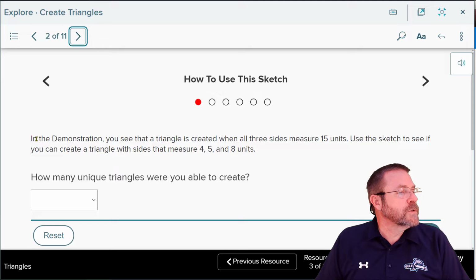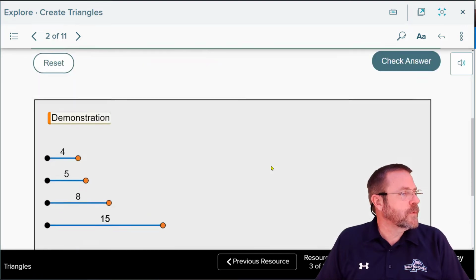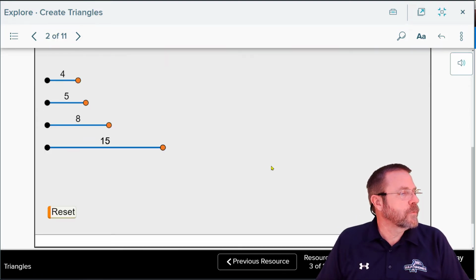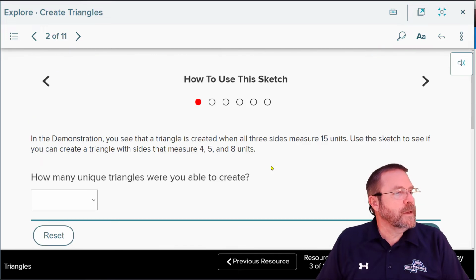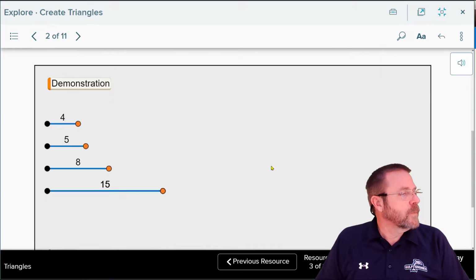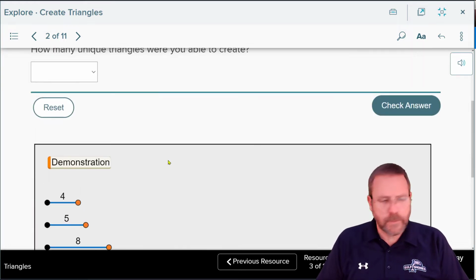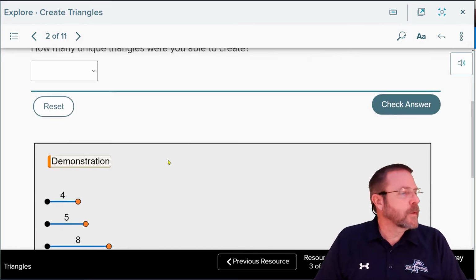In the demonstration, you can see that a triangle is created when all 3 sides measure 15 units. Use a sketch to see if you can create a triangle with sides that measure 4, 5, and 8 units. So let's see what they're saying here. I'm really confused, so hold on. Alright, I think I know what they want us to do.